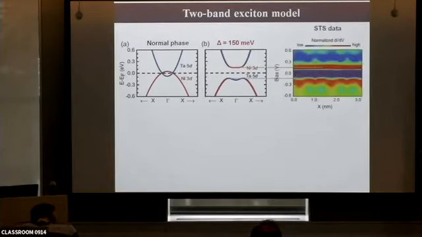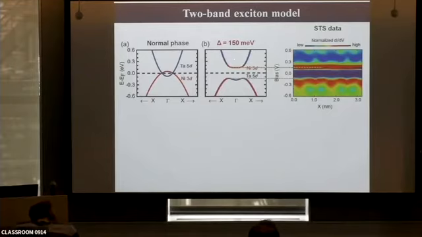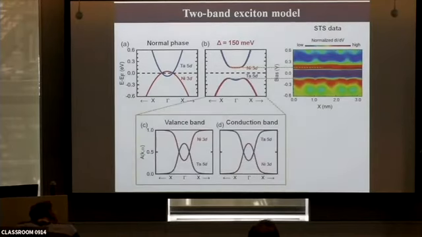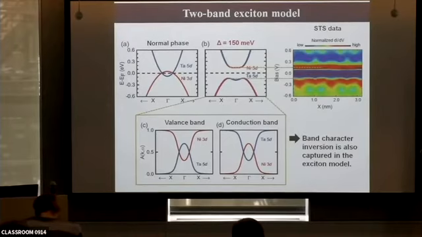Also, this excitonic model shows the band character inversion. Here, the top of the valence band has the tantalum d character, and the bottom of the conduction band has the nickel d character. This band character inversion is also well demonstrated in the calculated spectral weight. Near the gamma point, the valence band has more tantalum d character than nickel d character, and the conduction band has more nickel d character than tantalum d character. Therefore, this excitonic model will present the band character inversion near the gamma point.